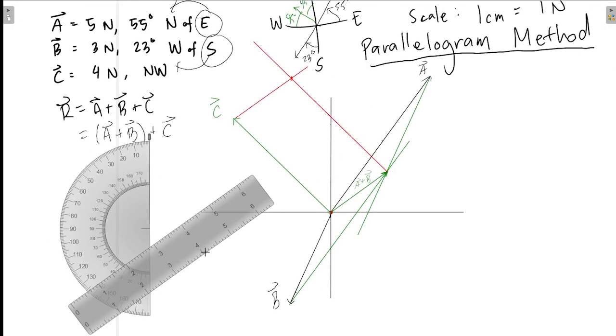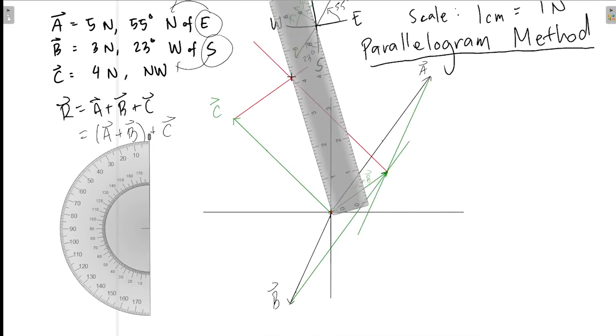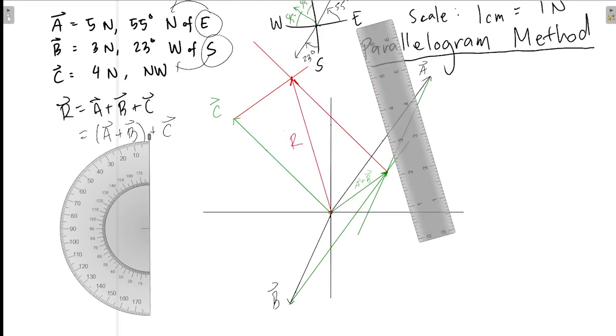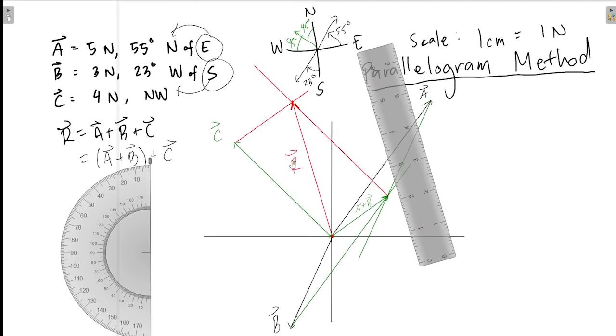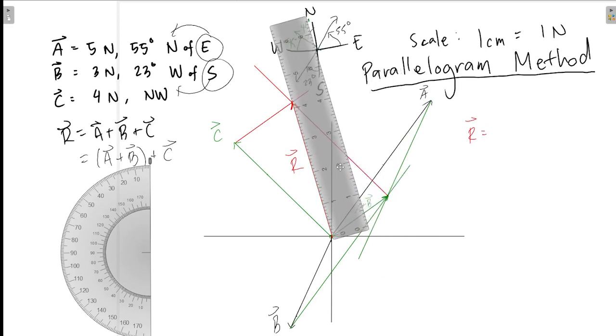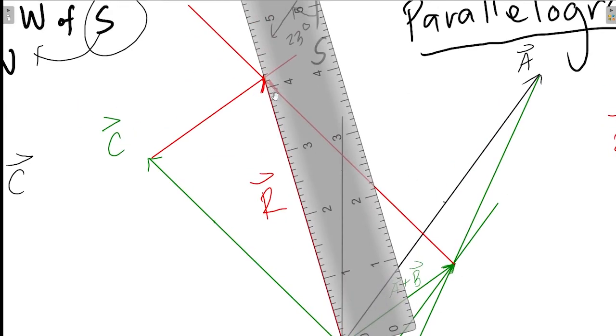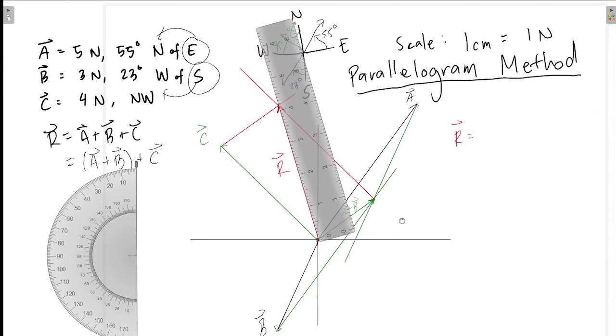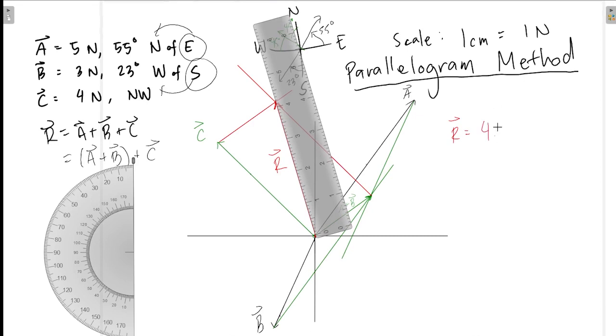So let's draw our resultant vector. So this is our resultant vector. Okay, so let's write vector R in this form with the magnitude and the direction. Okay, so the magnitude of our vector R, we will use our ruler to measure. So this is around 4.2 centimeters. So that is equal to 4.2 newtons using our scale here.